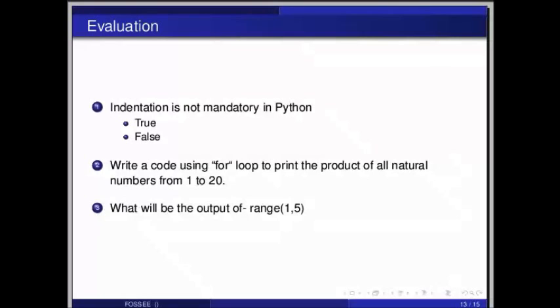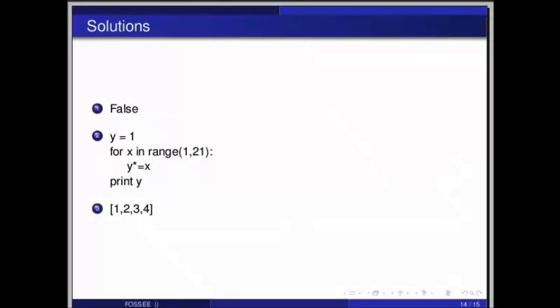Now the answers. First one, the answer is false. Indentation is essential in Python. For the second one, we use the for loop in the following manner. y is equal to 1, for x in range(1, 21) colon, then y star equal to x, then you have to print y. And the third and last question, the answer is range(1, 5) will produce a list of integers from 1 to 4, that is 1, 2, 3, 4 in square brackets.